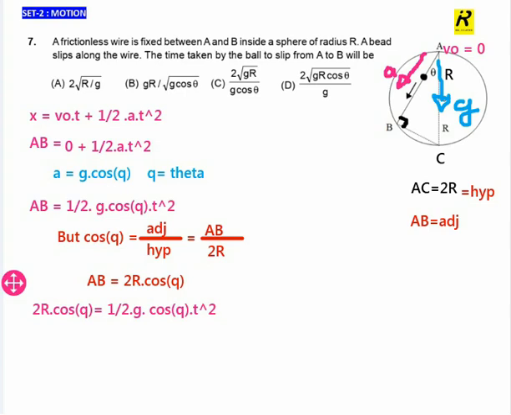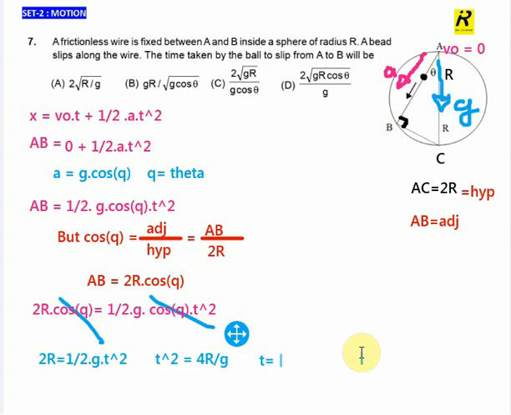Now definitely something gets cancelled, that is cos and cos. After cancelling, I can write 2R is equal to half into g into T square. Otherwise I can write T square is equal to 4R divided by g. So finally T is equal to 2 root of R divided by g, with R divided by g taken under the root.